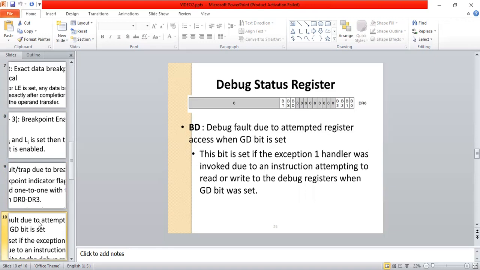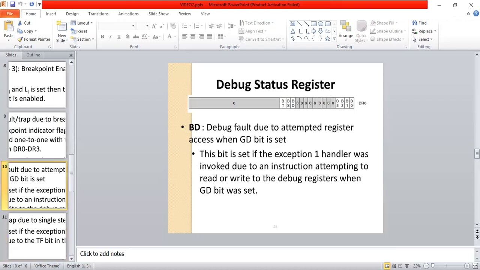A debug default value due to attempt to access register when the GD bit is set. When the GD bit is set, a debug default attempt register is accessed. This bit is set if the exception 1 handler was invoked due to an instruction attempting to read or write to a debug register when the GD bit was set.